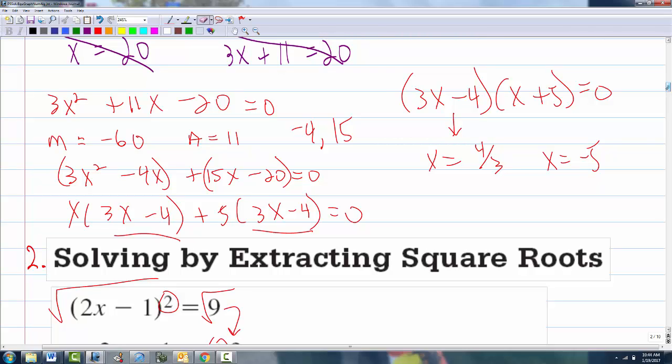What if it's not factorable? Then what do they have to use? Quadratic formula. This is all a lot of work that takes some time. Then they get their answer. When really all they could have done is square root both sides. 2x minus 1 squared. What's the opposite operation of squaring? Square rooting.